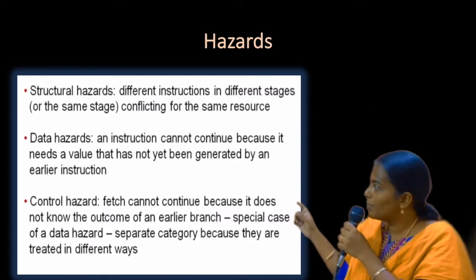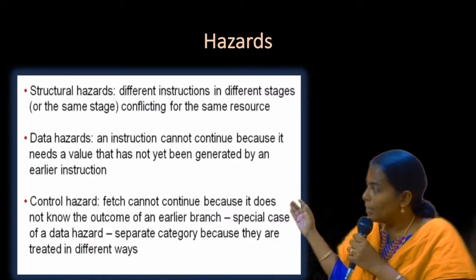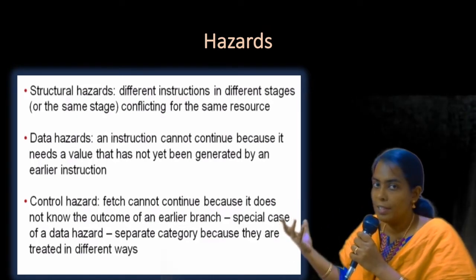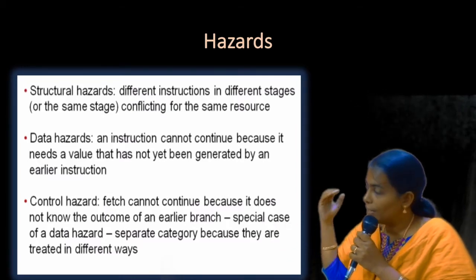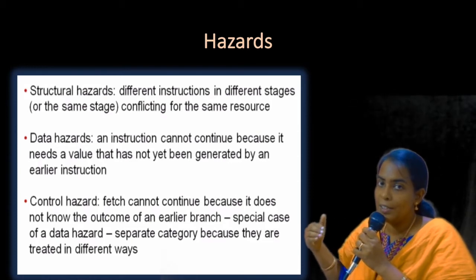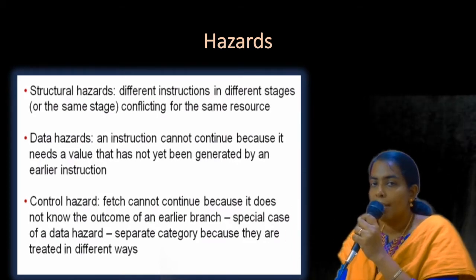The second type is called a data hazard. So what do we mean by a data hazard? When one instruction requires data from another instruction which has not yet been completed, only after that instruction is completed will it be able to forward the data to the second instruction. At this time we come across a type of hazard called a data hazard.